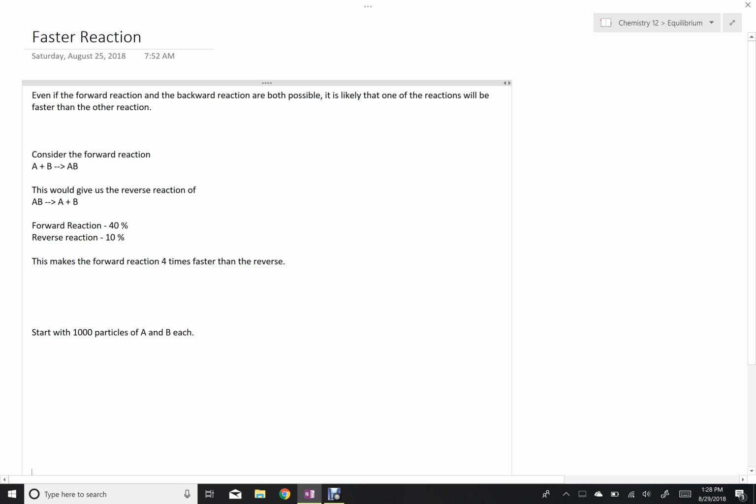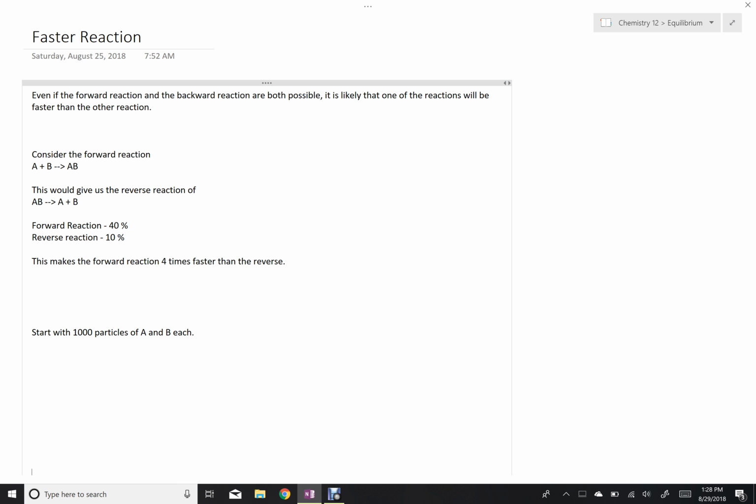Okay, in this video I'm going to talk about an equilibrium. We're just going to do some simple numbers here with an equilibrium that works out with two reactions that are both possible but don't happen at the same rate. Here we have the forward reaction A plus B going to form AB, and the reverse reaction AB splitting back up to go back to becoming A and B.